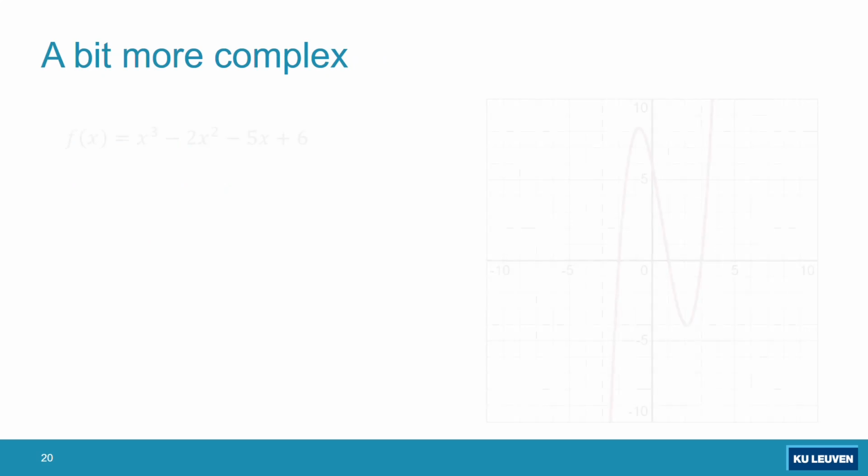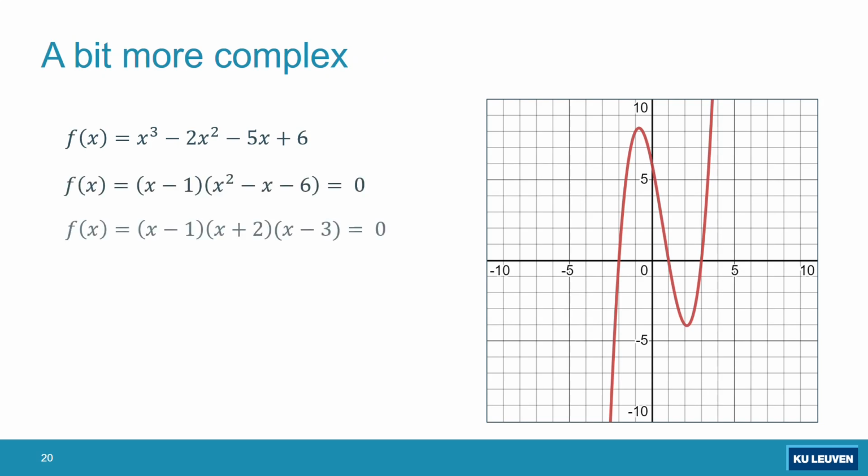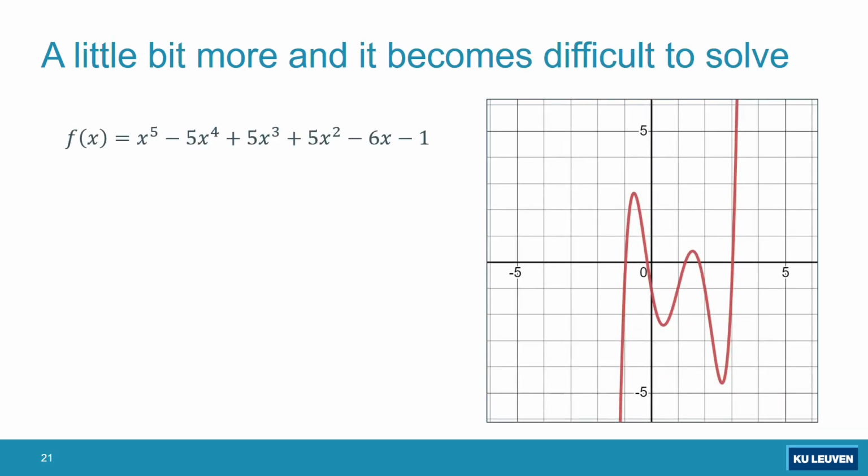Let's make it even more complex, something like this. Still, we can factorize it. It's a little bit more difficult, but obviously we can see that the roots are 1, minus 2, and 3. And on the graph on the right, we can see that they are there. But if we make the equation more complex, like in the order of 5, fifth order, it becomes really difficult to solve. And that's where we say that we cannot solve this analytically, although we can see the roots on a graph. But that's not what we are looking for.